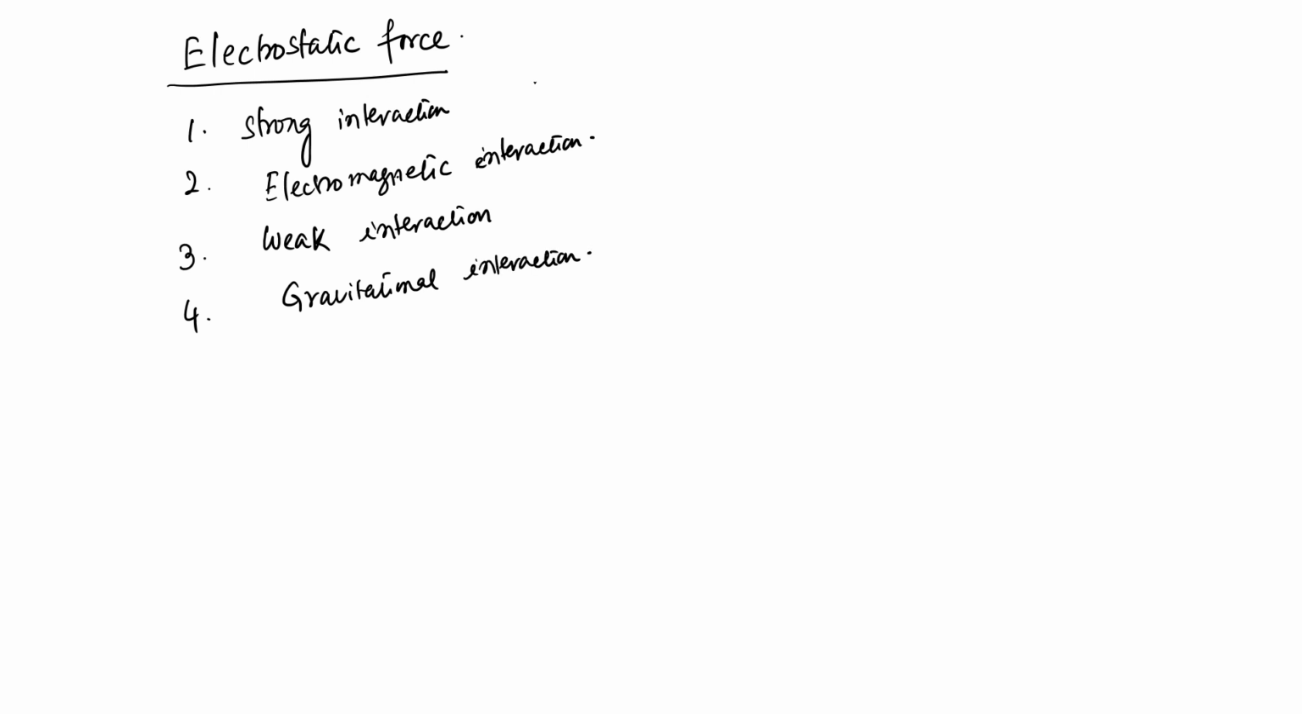And to tell you, if we scale the strong interaction to 1, that is the highest force or the strongest force. If this is 1, then electromagnetic forces are of the order of 10 to the power minus 2. The weak interaction is 10 to the power minus 10, and the gravitational interactions are usually of the order of 10 to the power minus 38.